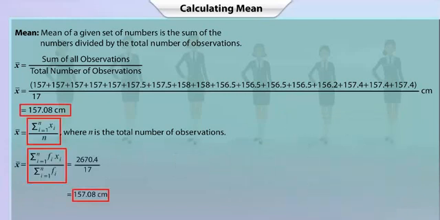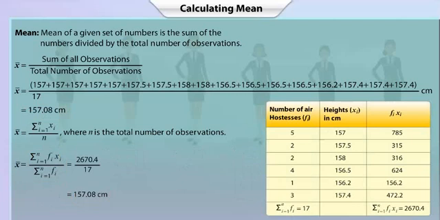We follow the same principle in calculating mean, given a frequency table. Here, the only difference is, instead of adding 157, 5 times, we simply multiply it by 5, since 5 air hostesses have a height of 157 centimeters. Similarly, 157.5 is multiplied by 2, since 2 air hostesses have a height of 157.5 centimeters, and so on.